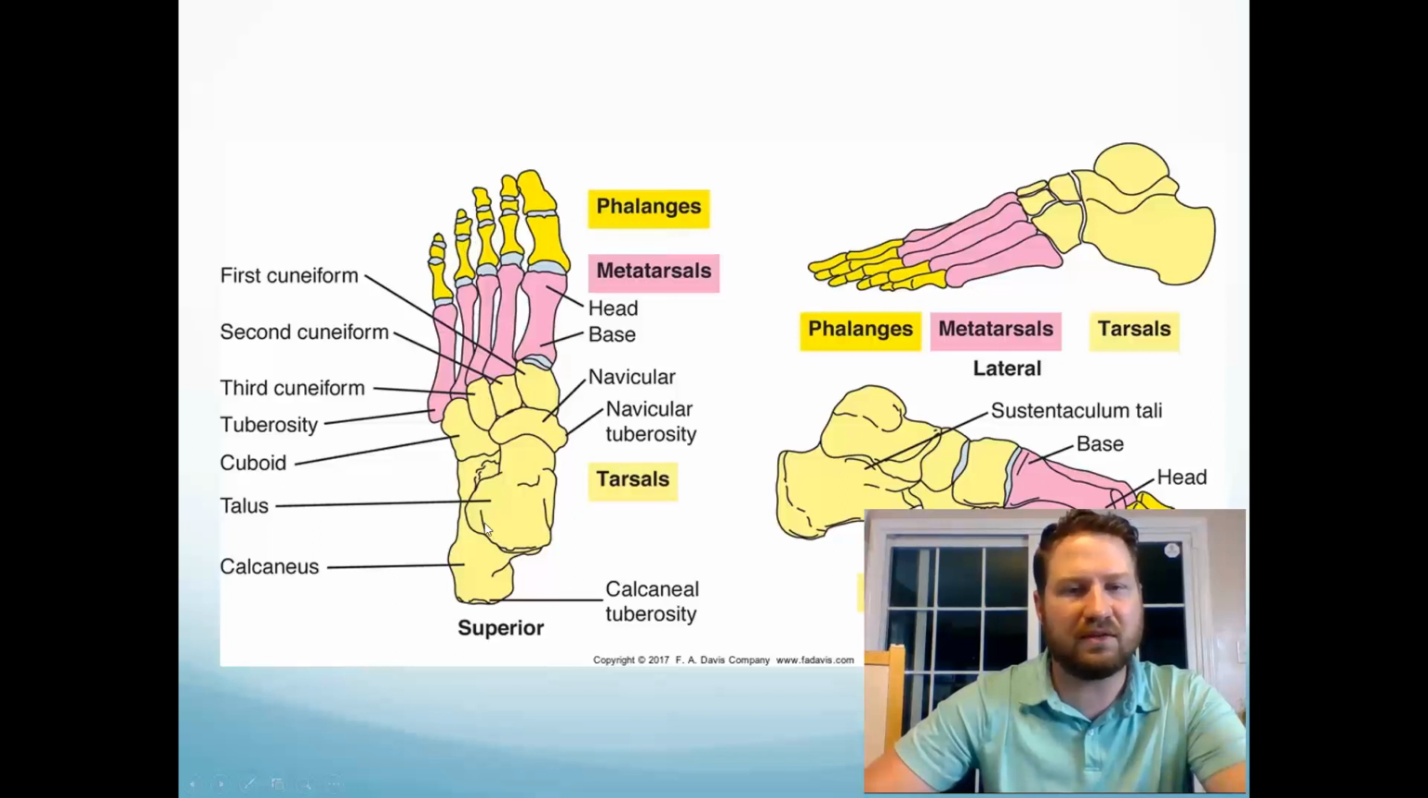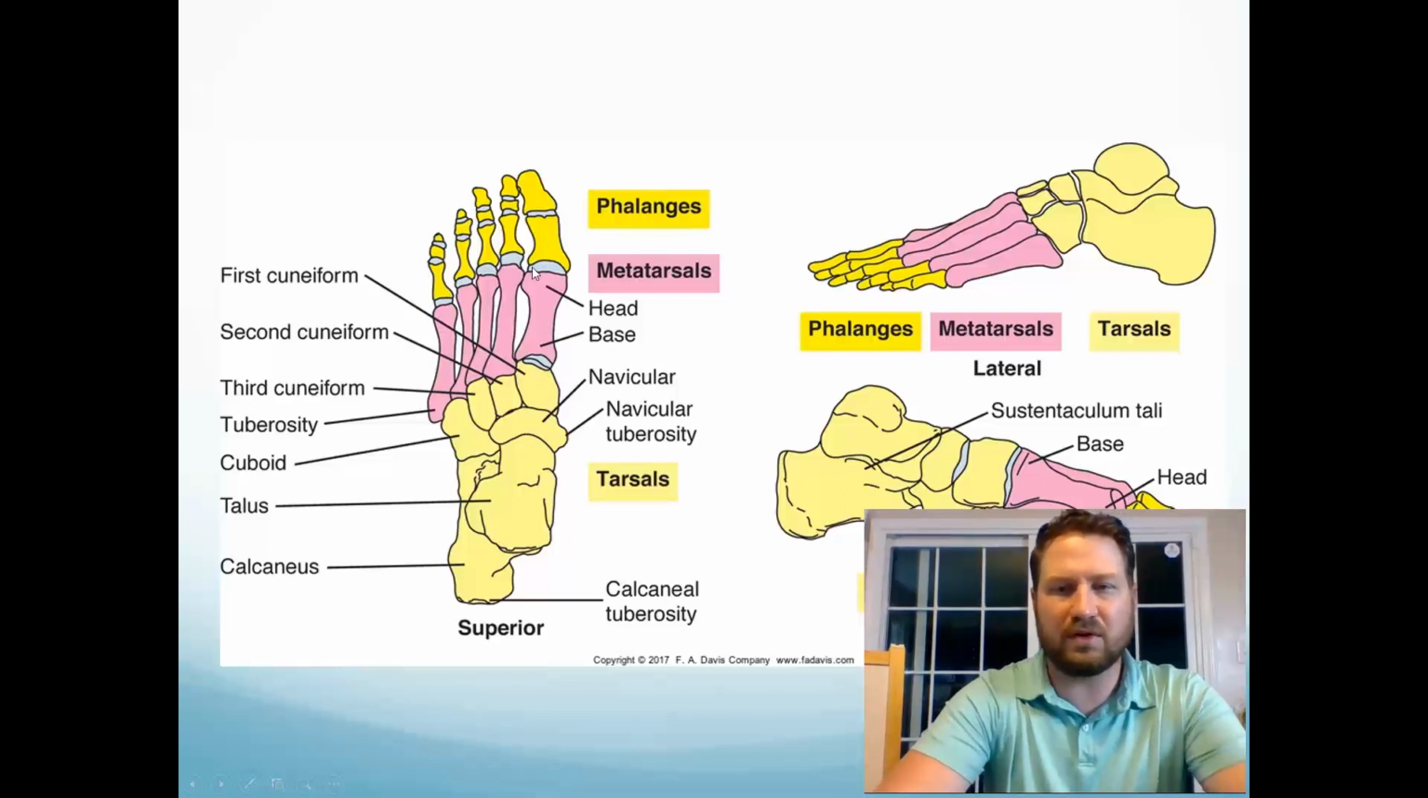So if you want to think about this, especially when we start getting into gait, you're going to hear me say that this is the rear foot, this is the midfoot, and this is the forefoot. Okay? So where these bones transfer from a tarsal to a metatarsal, that's going to be the midfoot, and then the ball of your foot is going to be your forefoot.